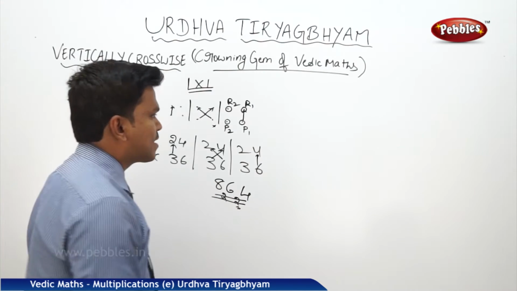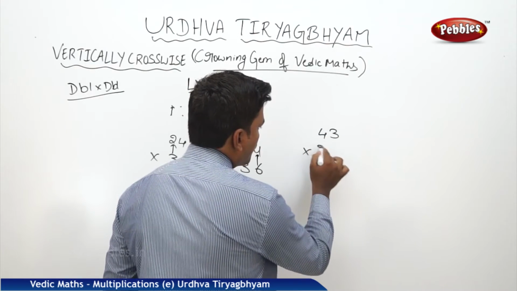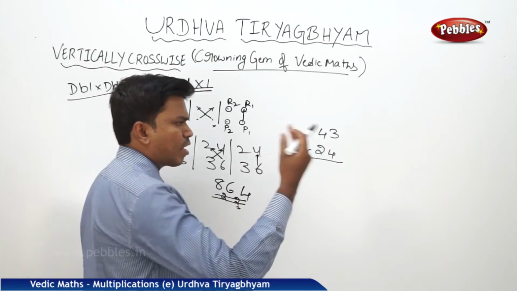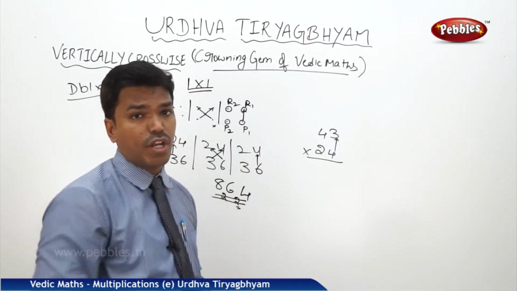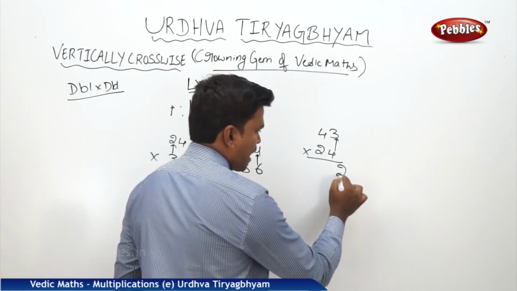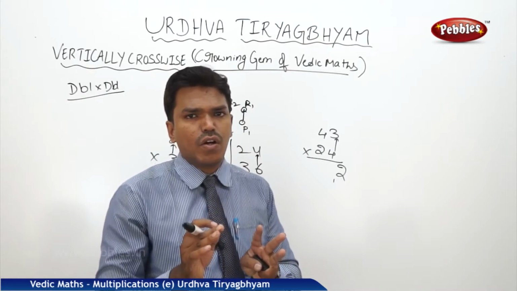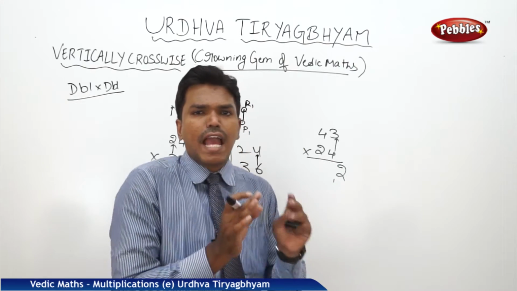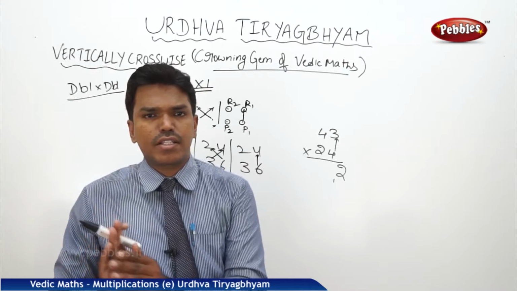Now let us take one more example. Suppose I want to multiply 43 into 24. Now start from the right side. What is the first step? First goes to first. So 3 × 4 is 12. Drop 2, carry 1. So whatever number you are getting as an answer, drop the ones place and carry the remaining to the next number.